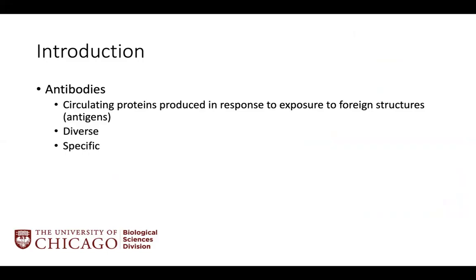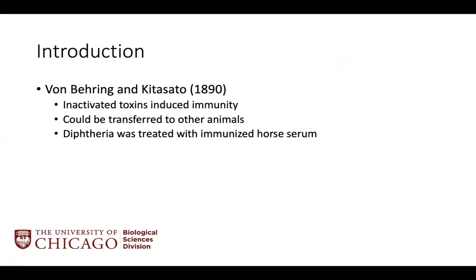So these are produced after an antigen has been seen by the immune system. Since they are adaptive, they are highly diverse and extraordinarily specific, again, in contrast to the innate immune system.